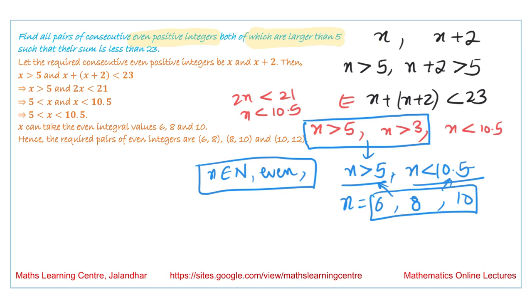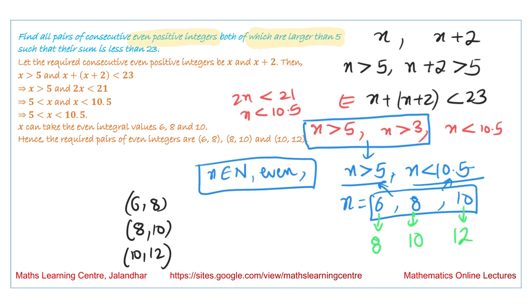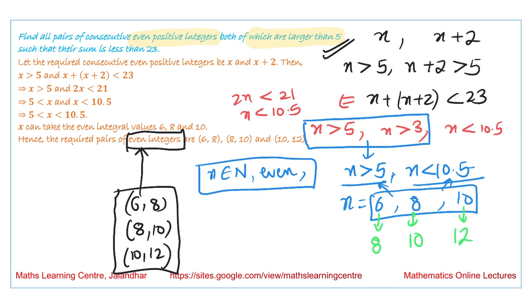Now corresponding to these three numbers, corresponding to 6 the other number will be 8, corresponding to 8 the other number will be 10, and corresponding to 10 the other number will be 12. So the final answer we obtain, the pairs we are talking about, are 6 and 8, next 8 and 10, and next 10 and 12. So these are the required pairs of even integers which satisfy both these conditions.